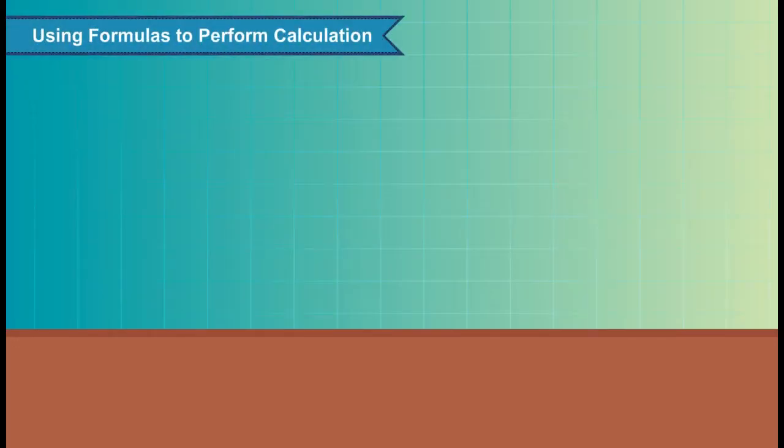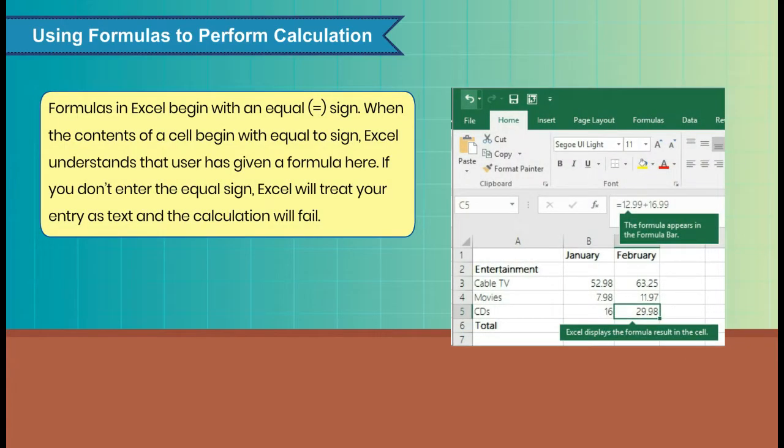Using formulas to perform calculation. Formulas in Excel begin with an equal sign. When the contents of a cell begin with an equal to sign, Excel understands that the user has given a formula here. If you don't enter the equal sign, Excel will treat your entry as text and the calculation will fail.